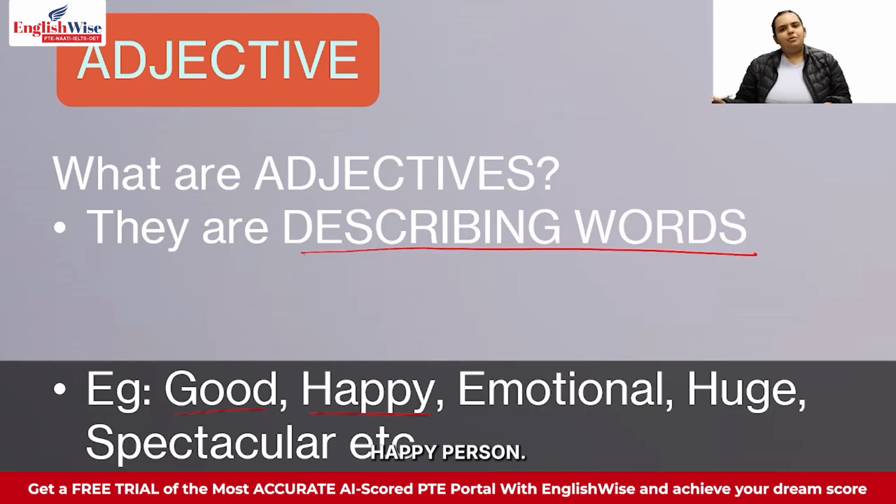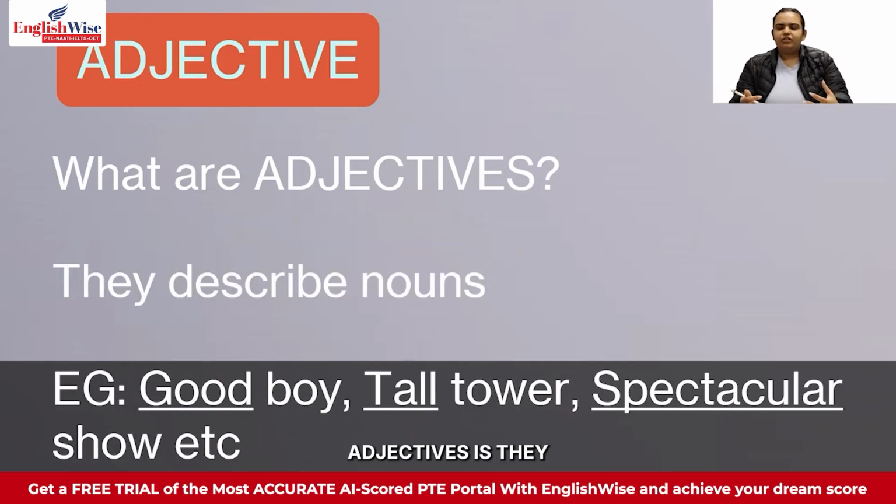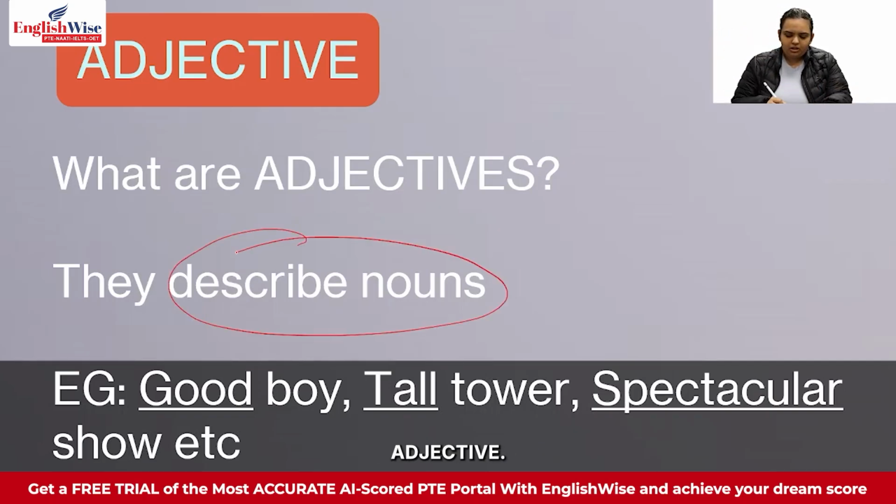She is a very happy person. So what kind of a person she is? She is very happy. Same way, emotional, huge, spectacular. They are all adjectives. Now what happens with your adjectives is they always describe nouns. So you know by now with our nouns, the simple words that just exist by themselves. Now whenever a word comes and gives a description of a simple word or a noun, that becomes an adjective.